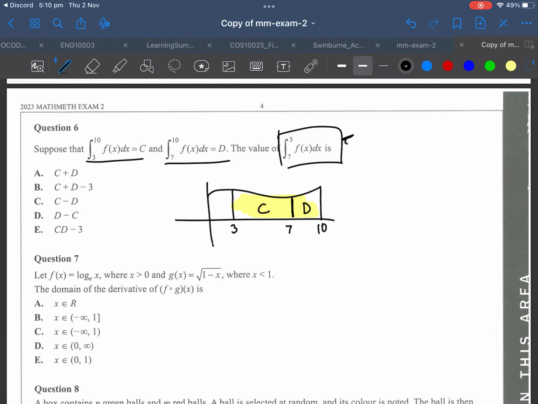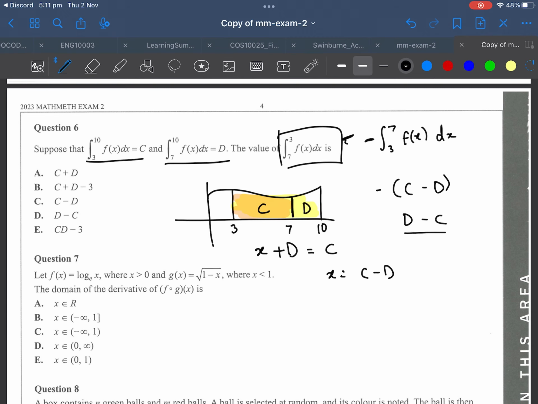So this area can also be written as the integral from negative 3 to 7 of f of x dx. Right. So we are basically just finding this area over here. So I'm going to call this area x, so x plus d equals c, because the whole thing is just c. So x equals c minus d, right? Of course, now we know the area, but we have to multiply it by a negative sign. So d minus c is going to be our final answer. So it's going to be D.